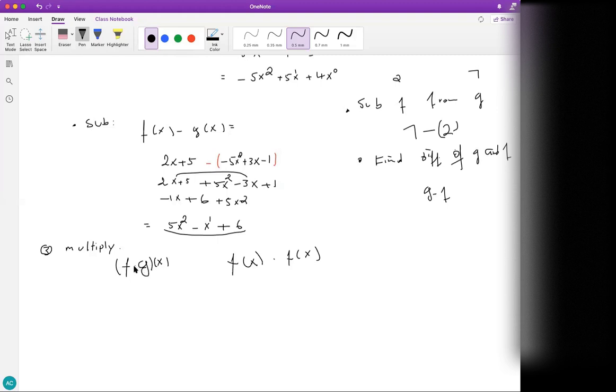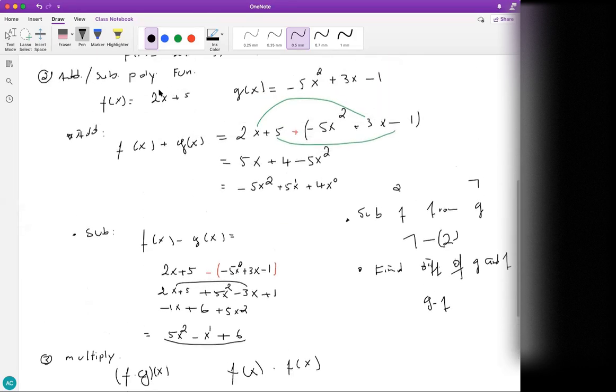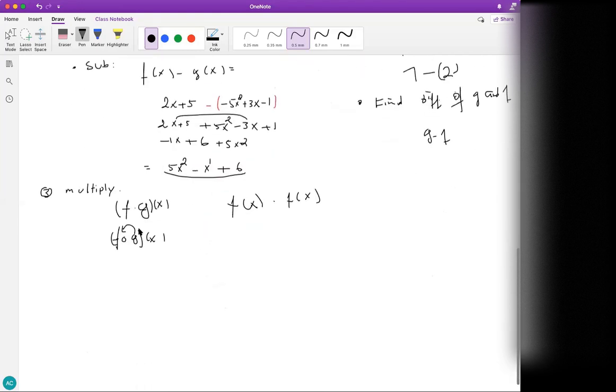So do not confuse this multiplication with composite functions, composition of functions. Last time we saw that this little circle means f composite g of x. That's when we plug g into f. This is not a multiplication, but this is a multiplication. When you say f of g like this, you're just going to take f and multiply by g. So do not confuse multiplication with composition. They're not the same thing.